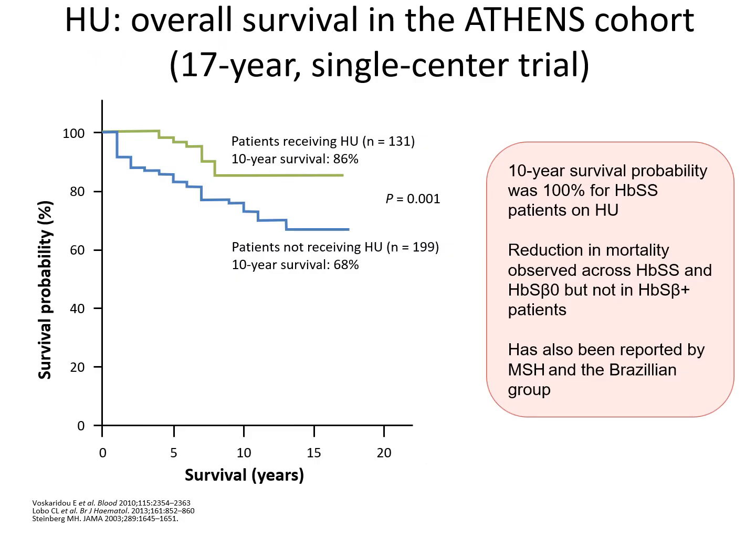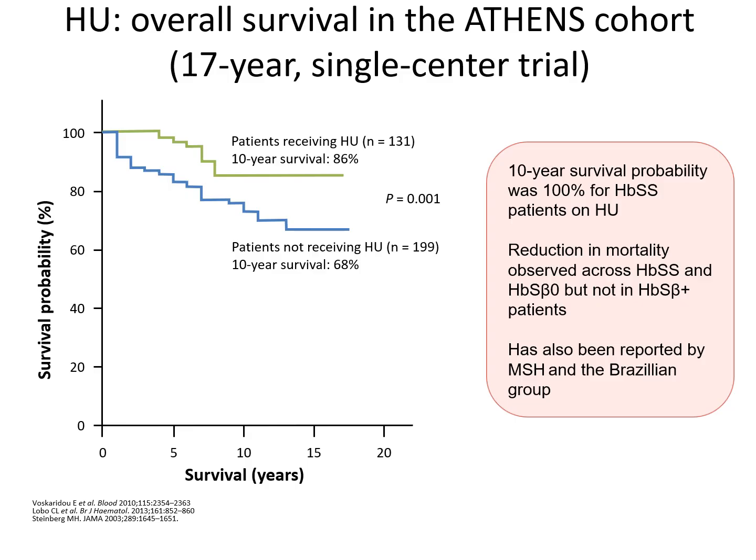Now, as an example of the impact of hydroxyurea on mortality, our colleagues in Athens looked retrospectively at their patients, and they had treated only severe patients with hydroxyurea. They left the non-severe patients, who don't need treatment, without hydroxyurea. When they looked 17 years later, they saw that the severe patients who were treated with hydroxyurea, shown here in the green curve, had better survival than the non-severe patients who were not receiving hydroxyurea in the blue curve.